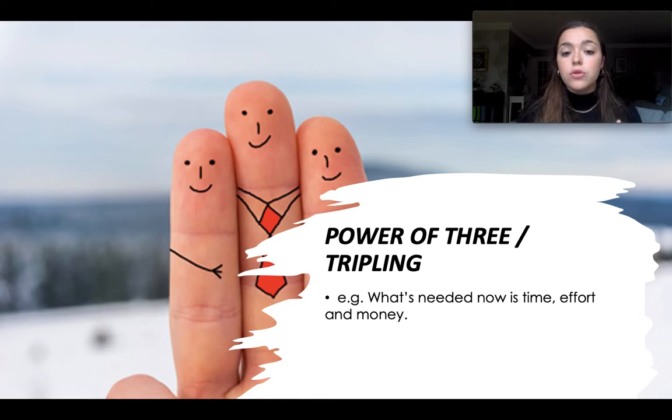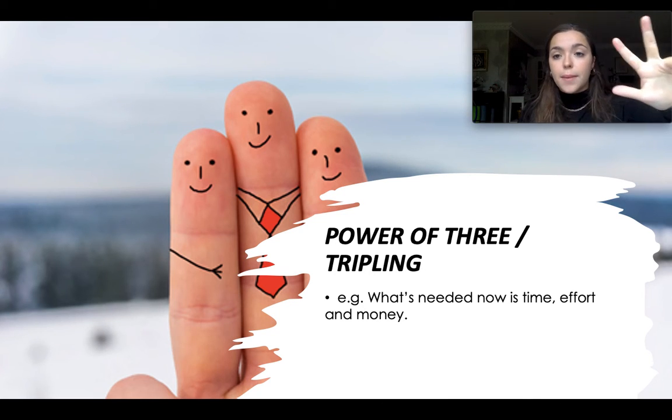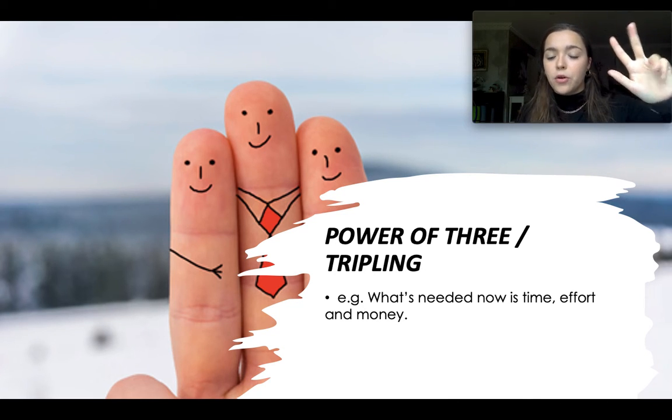So power of three, also known as tripling. This is often used in literature, speeches, poetry, all these things just to emphasize a point. So the writer makes one point and intensifies it by saying it 3 times to make the idea seem more extreme, more persuasive. So for example, what's needed now is time, effort, and money. We often find things coming in lists of 3 and they are super powerful.